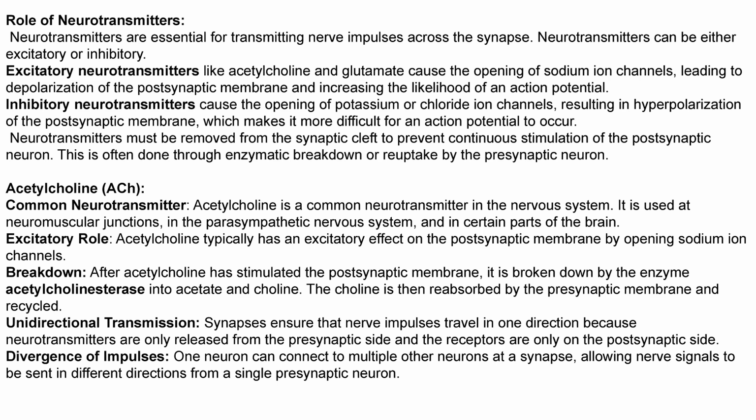Synapses ensure that nerve impulses travel in one direction because neurotransmitters are only released from the presynaptic side and the receptors are only on the postsynaptic side. One neuron can connect to multiple other neurons at a synapse, allowing nerve signals to be sent in different directions from a single presynaptic neuron.